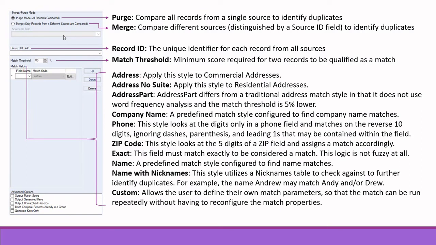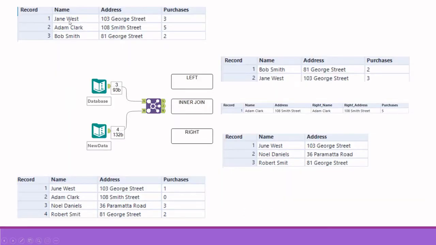So now that we know what fuzzy matching is, let's have a look at the tool itself. We have a bunch of different configurations and settings here, so we'll go through the most important ones. So the first one is purge. In purge, we compare all records from a single source to identify duplicates. So if we look at our previous data set from the last example, if this was just all from one data source, union together, and we ran this through a fuzzy matching process, we would expect Adam and Jane and June to match. So this is just basically deduplicating one single source.